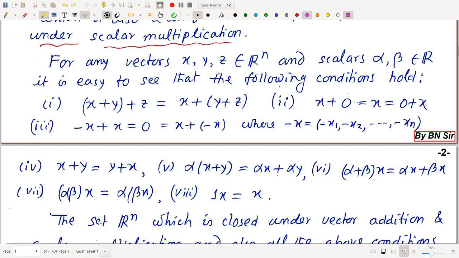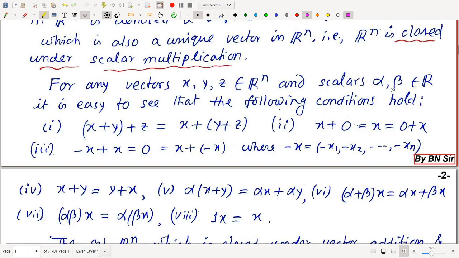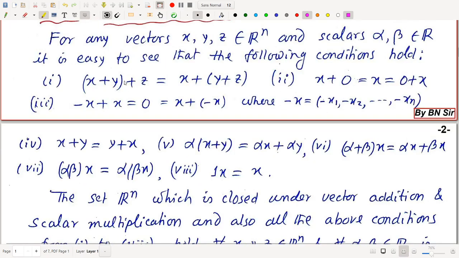For any vectors x, y, z in R^n, where z = (z1, z2, ..., zn) is an ordered n-tuple, and scalars alpha, beta in R, it is easy to see that the following conditions hold. What are the conditions? Addition is associative: (x + y) + z = x + (y + z). Associative: any two you can add first.